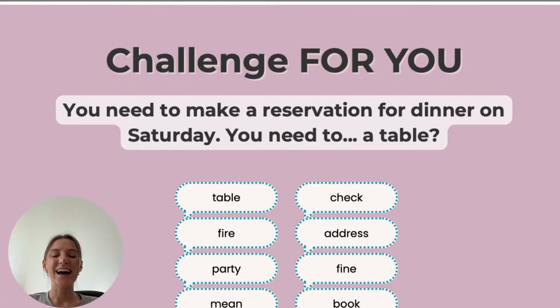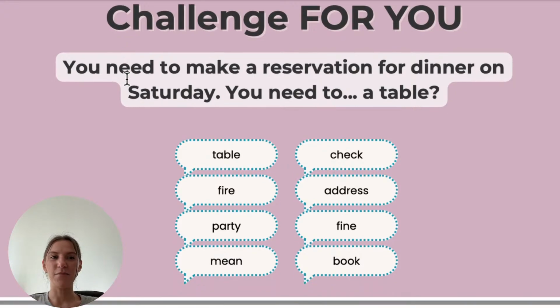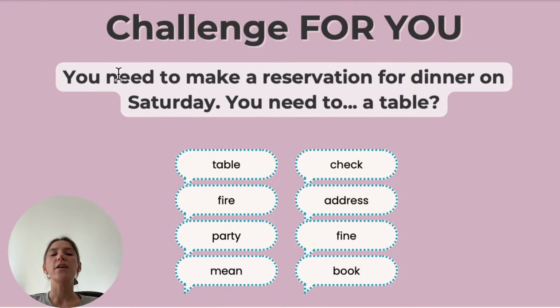And the last challenge, number 3. You need to make a reservation for dinner on Saturday. You need to a table. Oof, I think that's the easiest one actually. So what do you need? You need to table, fire, party, mean, check, address, fine, or book.